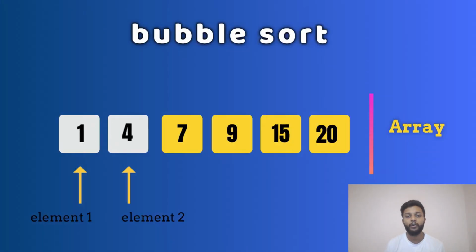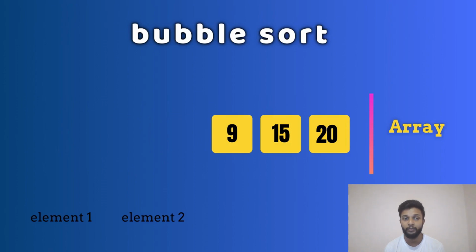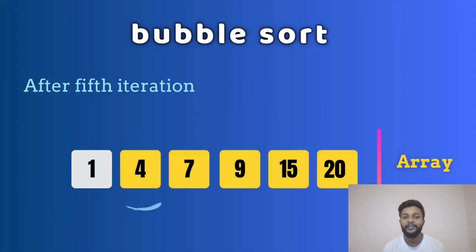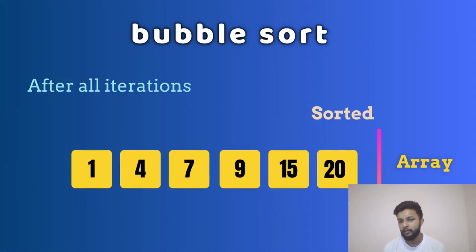Now we can move to our fifth iteration. At this time, 4 and 1 are our first pair of elements. 1 is less than 4, so we have to swap them. After the fifth iteration, 4 is in the correct position. It means our fifth highest value in our array is in the correct position. After all those iterations, our array is fully sorted.